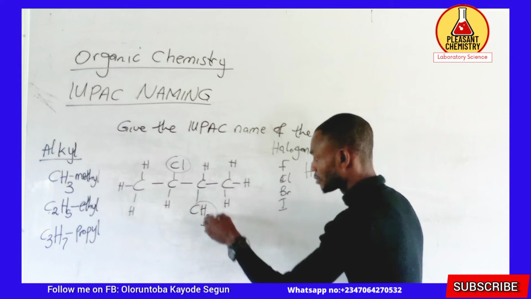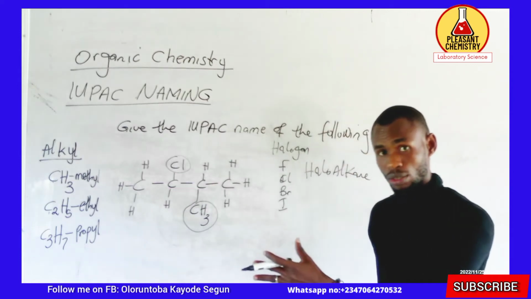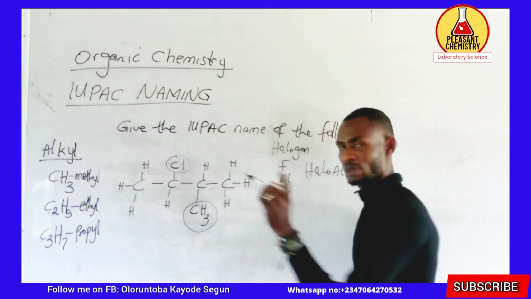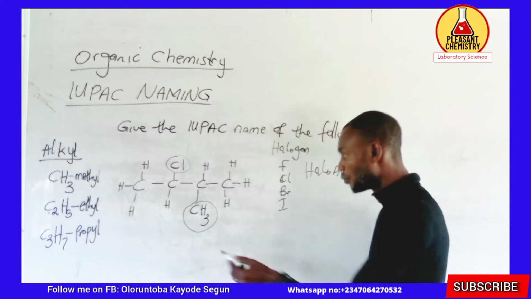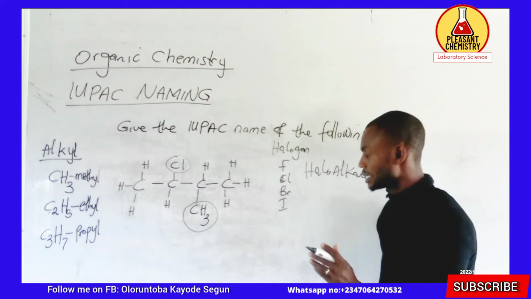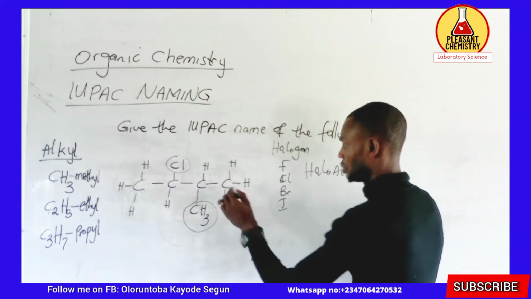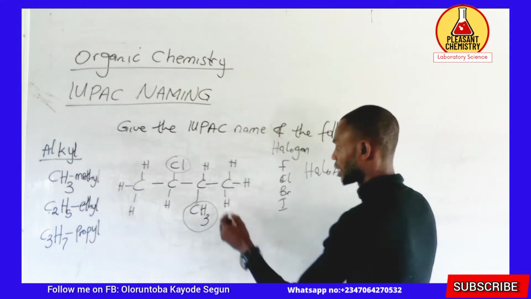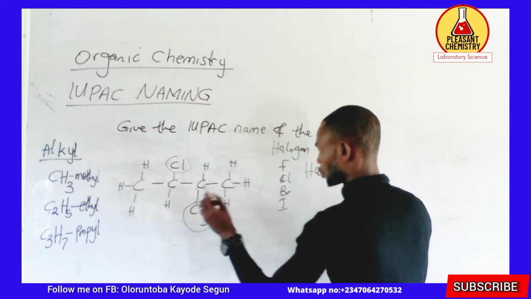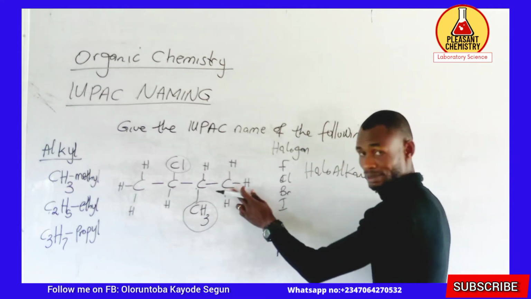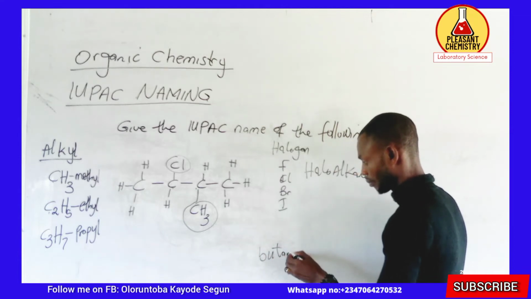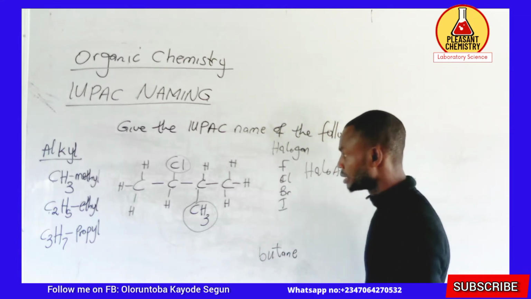In that case, when we have two different groups here, this halo group will be given priority over methyl. But firstly, let's determine our root carbon, I mean the longest carbon. We can count like this: 1, 2, 3, 4. 1, 2, 3, 4. So our longest carbon chain in this diagram is butane.